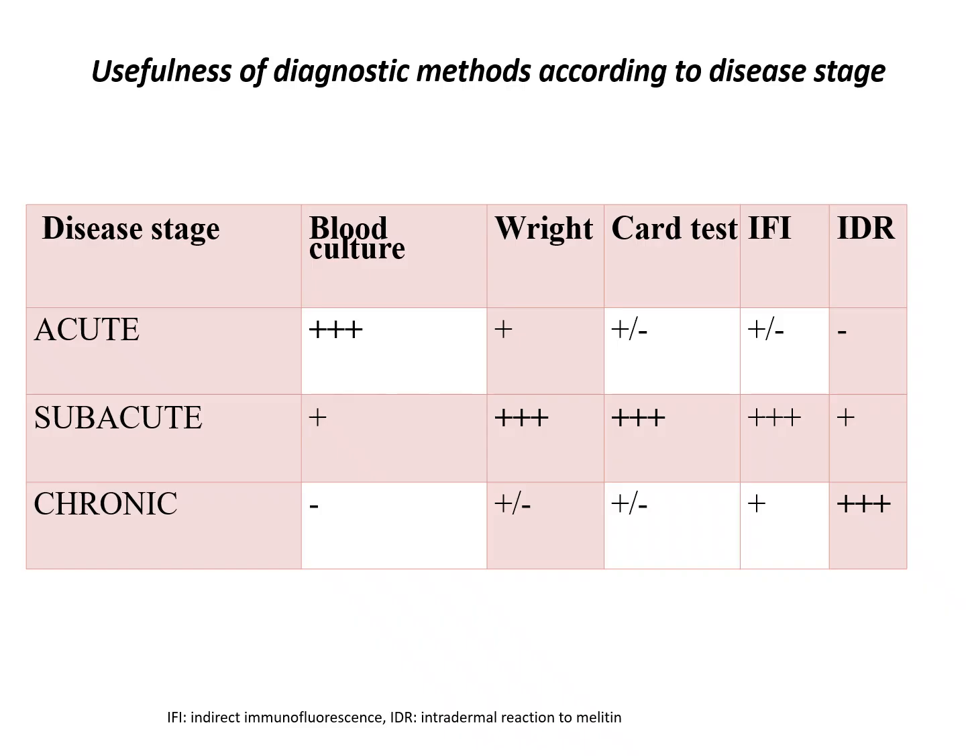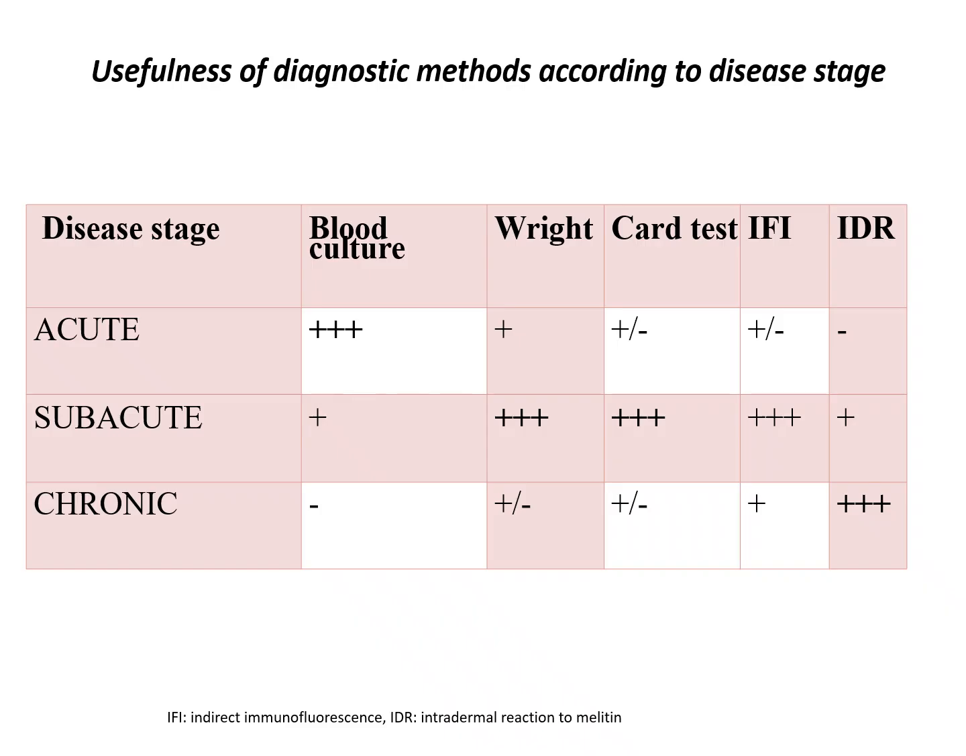This table summarizes the usefulness of the different diagnostic methods depending on the stage of the disease. In the acute stage, blood culture is highly useful. In the subacute stage, blood culture becomes less useful. The Wright test remains very useful and the CAR test becomes more useful.